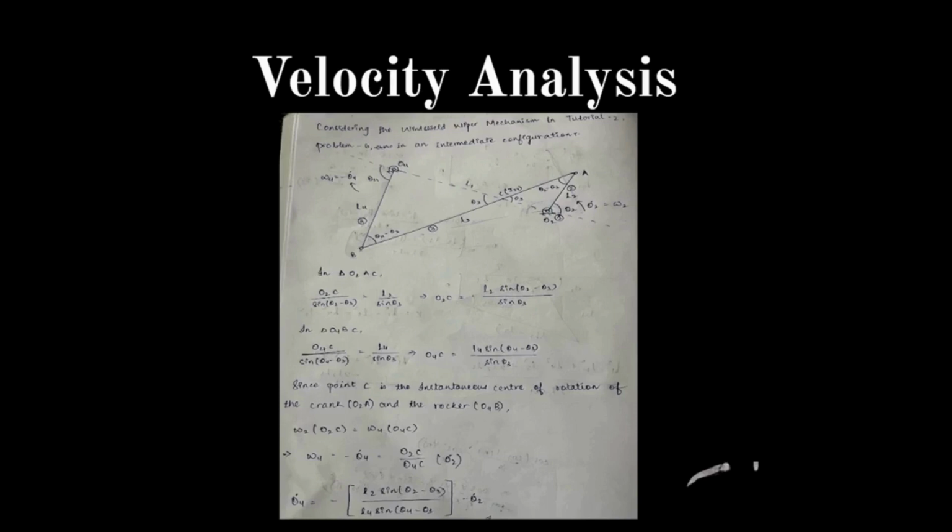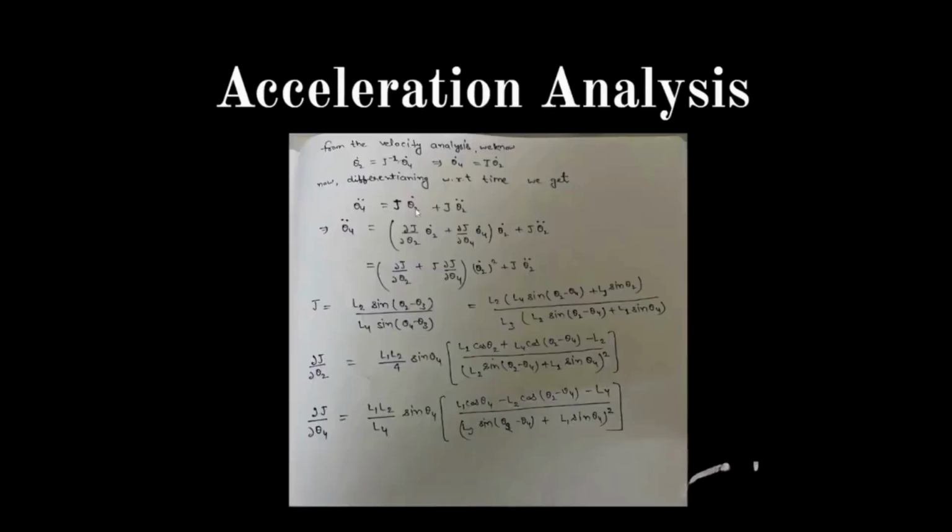Now, since we finished velocity analysis, moving on to acceleration analysis. From the velocity analysis, we have obtained a relation that theta 4 dot is equal to J times theta 2 dot, where J is the Jacobian. We can also write this as theta 2 dot equal to J inverse into theta 4 dot, where J inverse is called the inverse of the Jacobian.